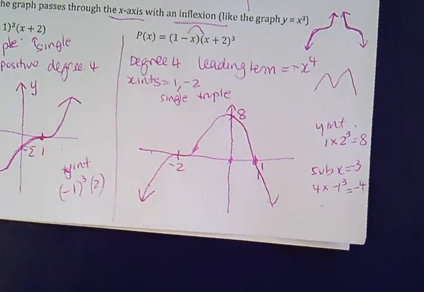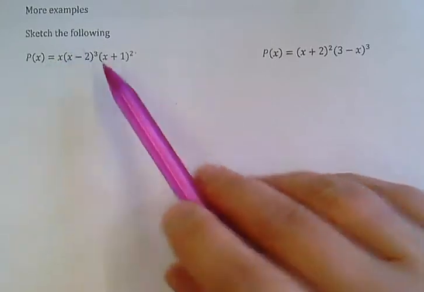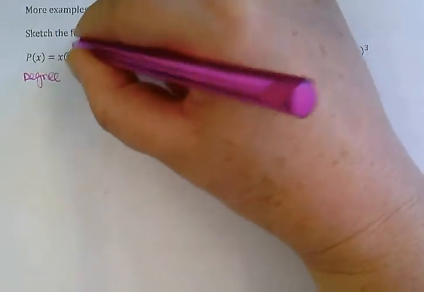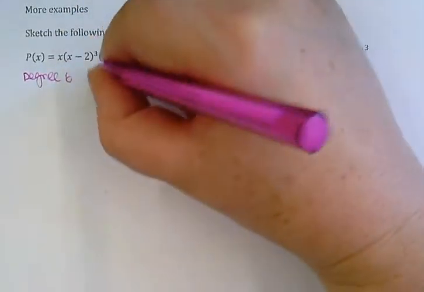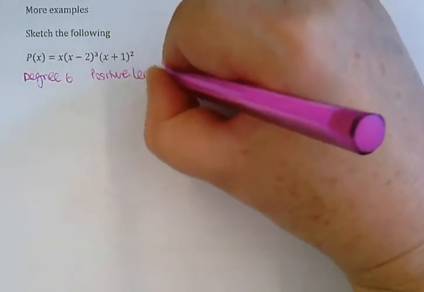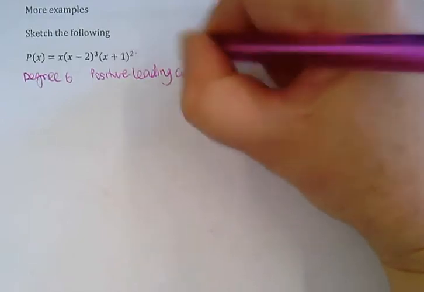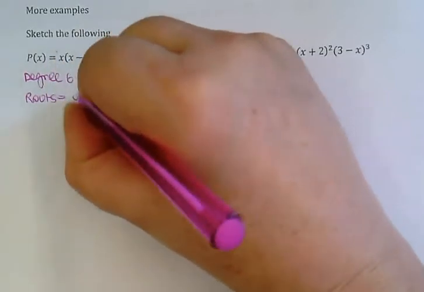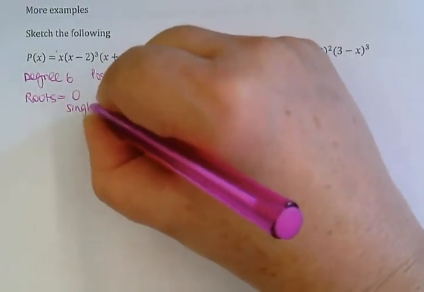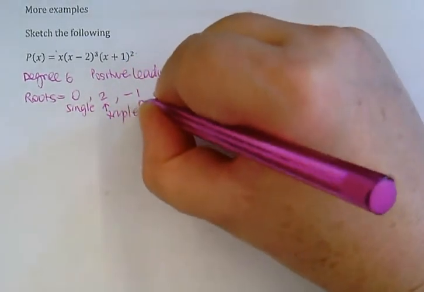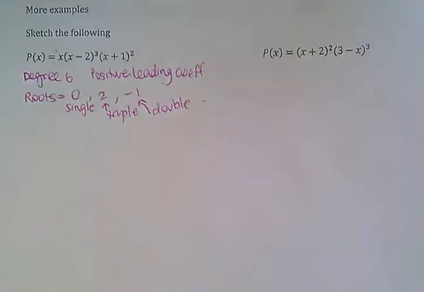What have we got here? What's the degree? Leading coefficient? Degree 1, 2, 3, 4, 5, 6. Is it a positive? Positive leading coefficient. What else can we do? We've got a single root. So the roots are 0. We've got a single. What else? At 2, we've got a triple. And at negative 1, we've got a double. Oh, this is going to be fun. Okay, so we've got a single, a triple, a double.